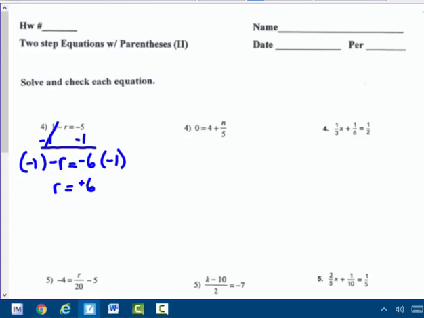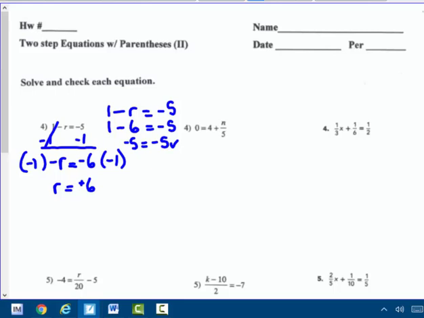I'm going to check this. 1 minus r equals -5. I think the answer is 6. 1 minus 6, is that equal to -5? Yes, it is. -5 equals -5. Yippee. So cannot solve for a negative variable. Remember that. No negative variables.